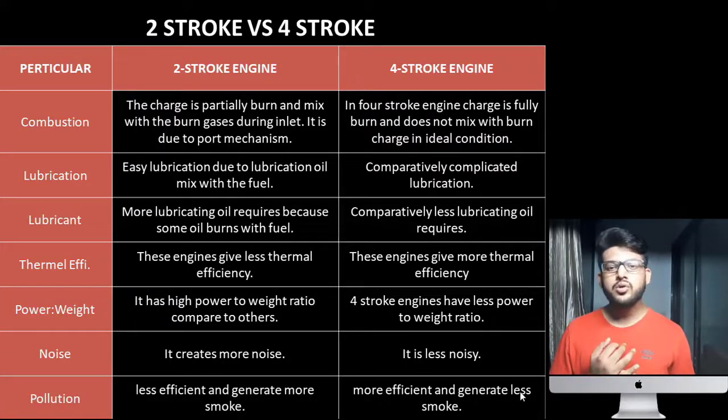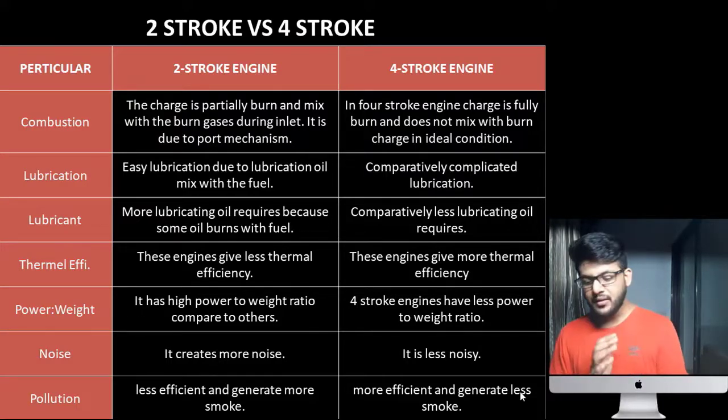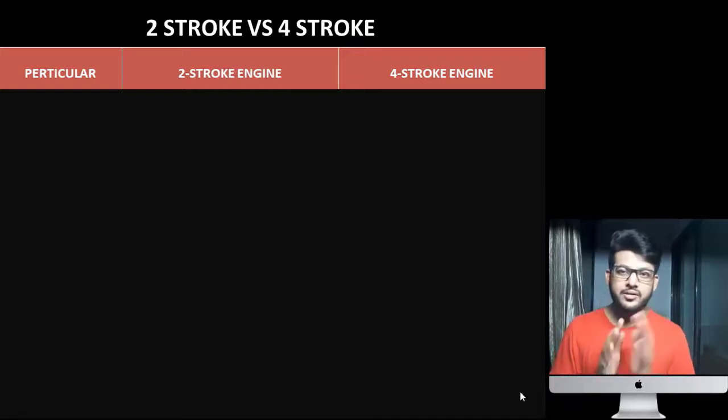Thereafter, pollution. In two-stroke engines, you can understand that it is actually less efficient and it is generating smoke because oil is burning. Fine. So it will create more pollution in that case, and in four-stroke, compared to two-stroke, pollution is very less because oil is not burning. Fine. Combustion is also controlled and normal. So in that case, it will be more efficient and it will generate less smoke, so it will be less polluting. Fine. These were the main points.